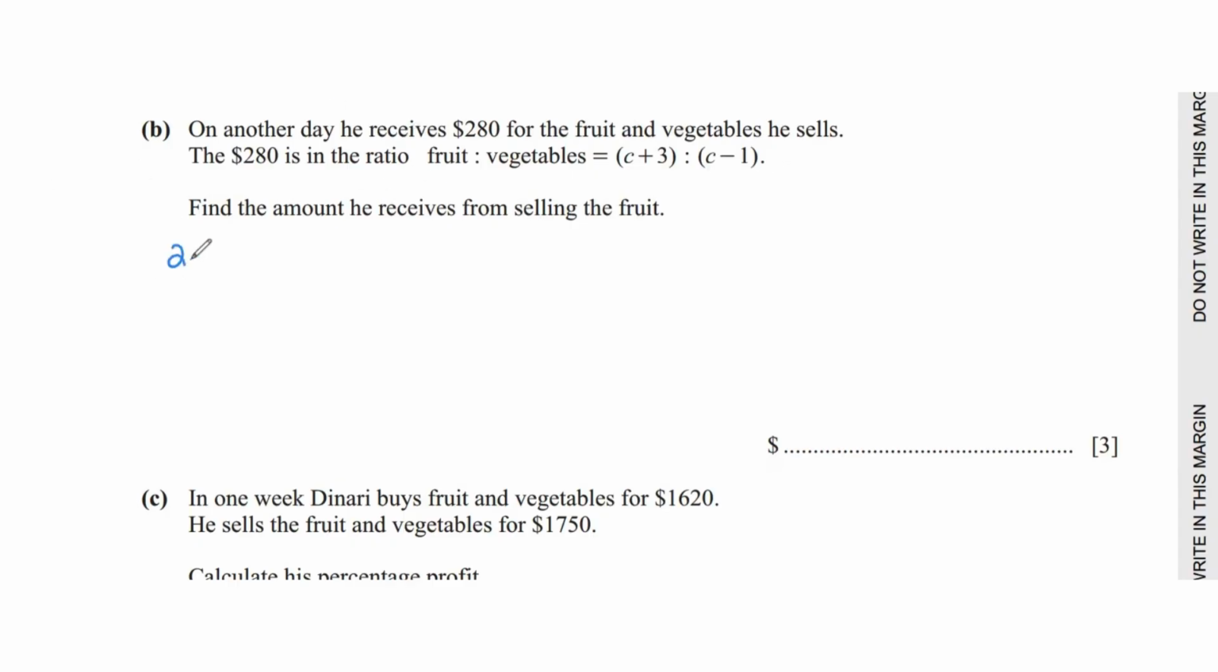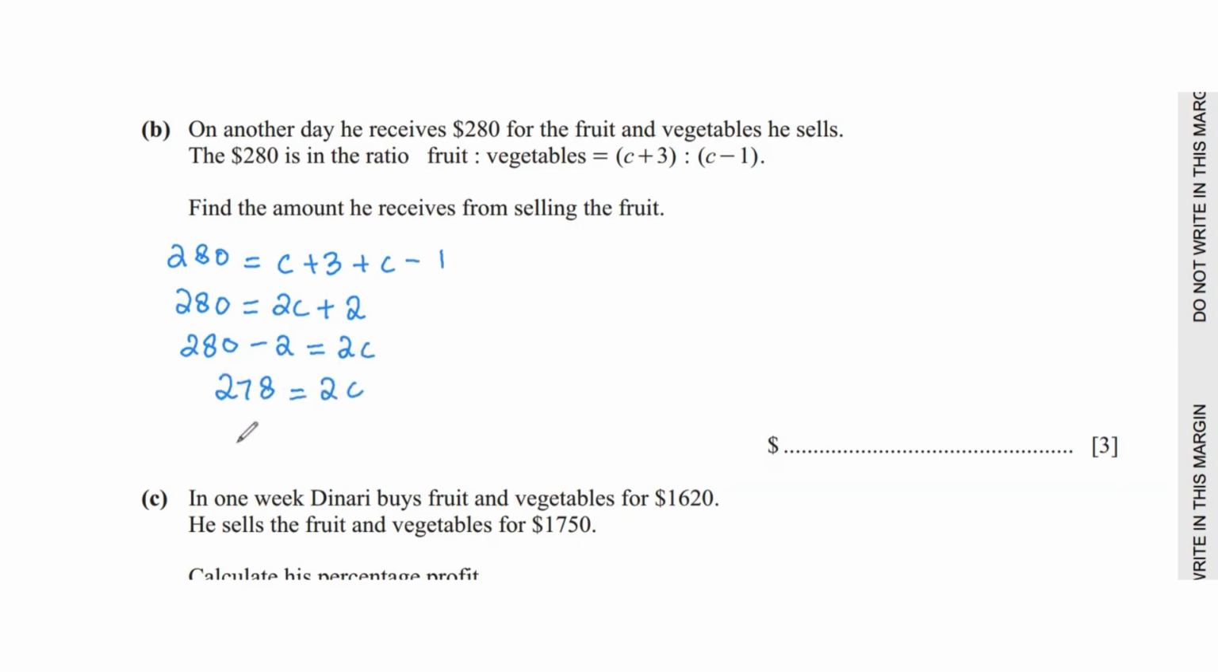So that means 280 would be equal to the sum of C plus 3 plus C minus 1, because this is what he receives for selling the fruits and vegetables. So 280 equals 2C plus 2. 280 minus 2 equals 2C, which is 278. And that's going to give us 139 for C.